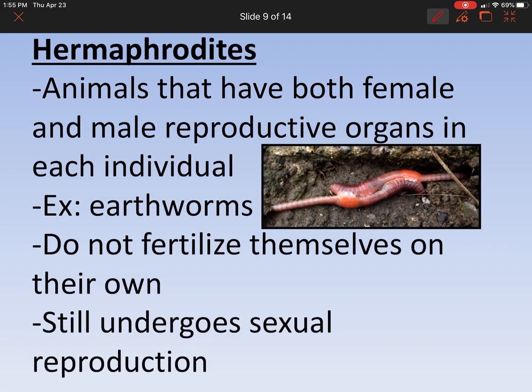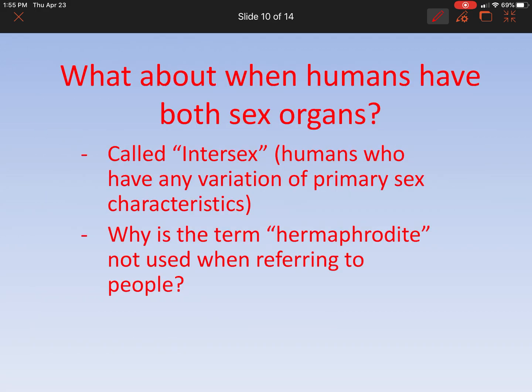Now, we have something called hermaphrodites. Hermaphrodites are animals that have both female and male reproductive organs in each individual. So earthworms are an example of that. Now, it's important to note they do not fertilize themselves. So these are not clones. They're still reproduced through sexual reproduction, which means two different earthworms come together and mate. So it's still sexual reproduction, and the earthworms will fertilize each other like that.